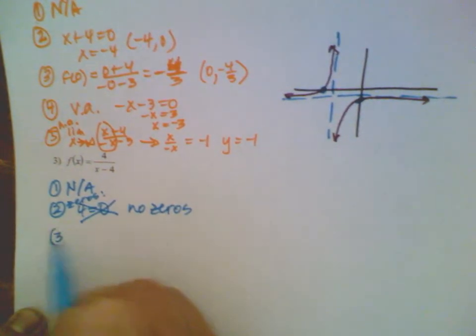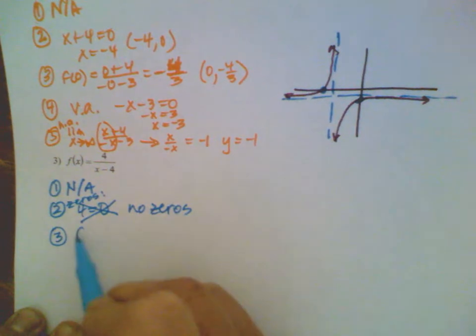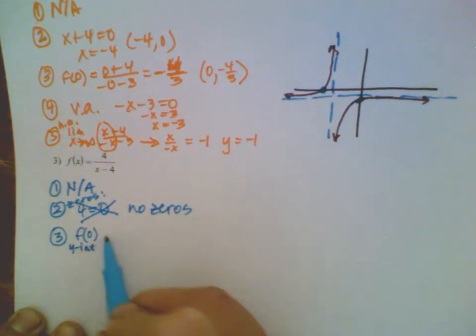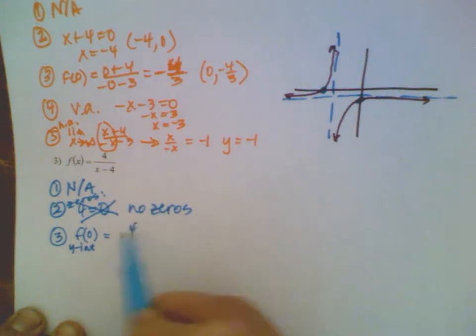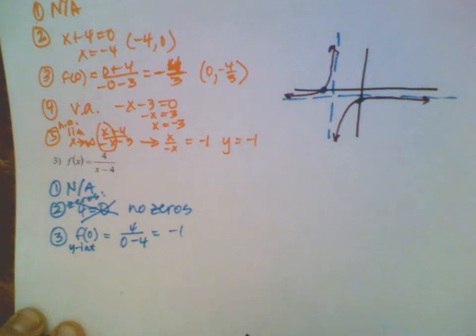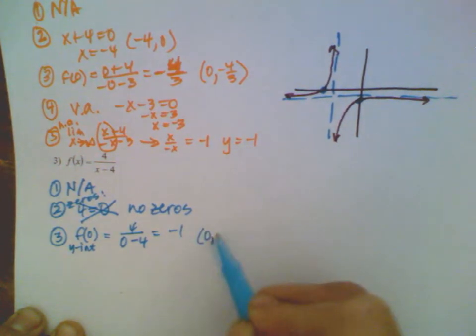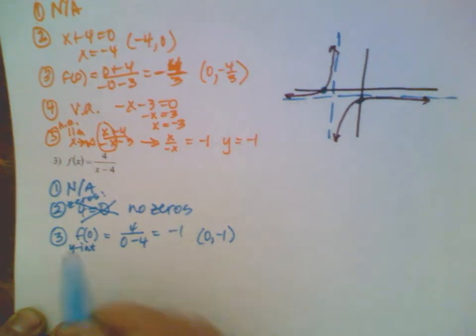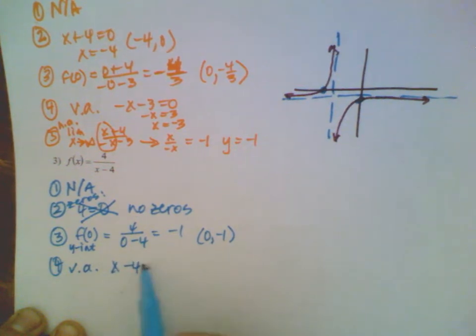So step 3 then is to find f of 0. This is again my y-intercept. That means I put in 0 for x, and I'll end up with -1 when I do the math. So that's the point (0, -1). So it does cross the y-axis, it just doesn't cross the x-axis. For number 4, I'll do my vertical asymptote by setting my denominator equal to 0, x minus 4 equals 0. So that happens when x is 4.